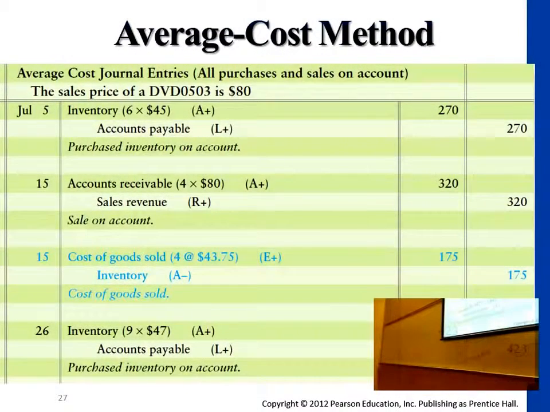So for FIFO earlier we had 170. For LIFO we had 180, and here we have 175. So with the average costing method, when we assign the cost, it will always be somewhere between the two, between LIFO and FIFO.